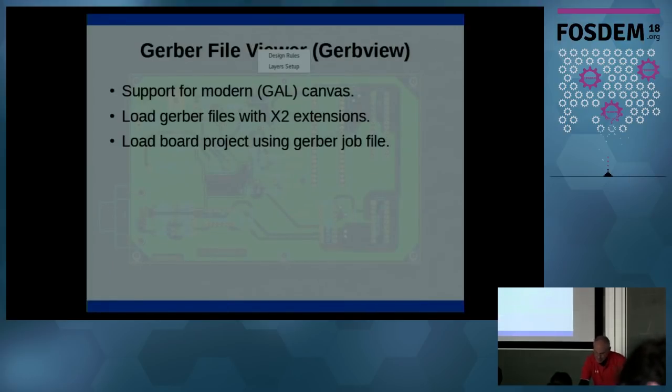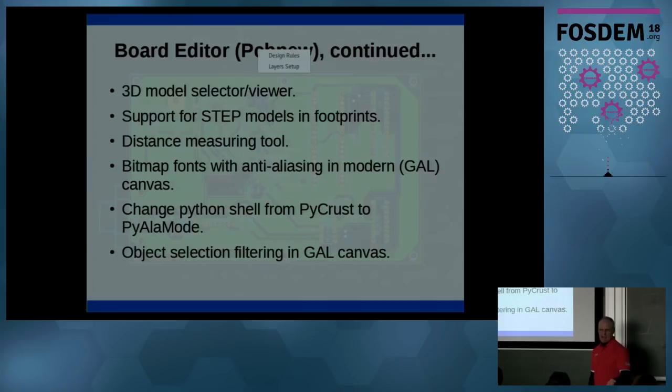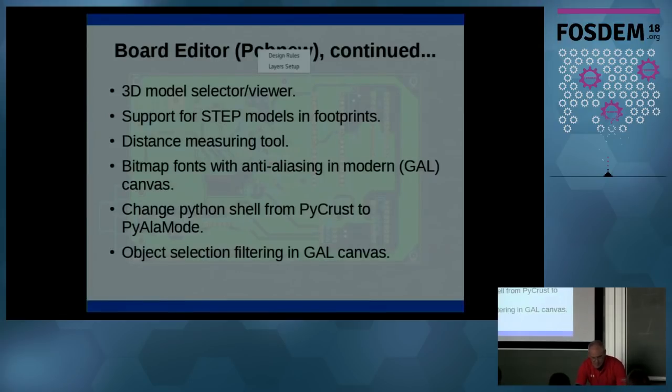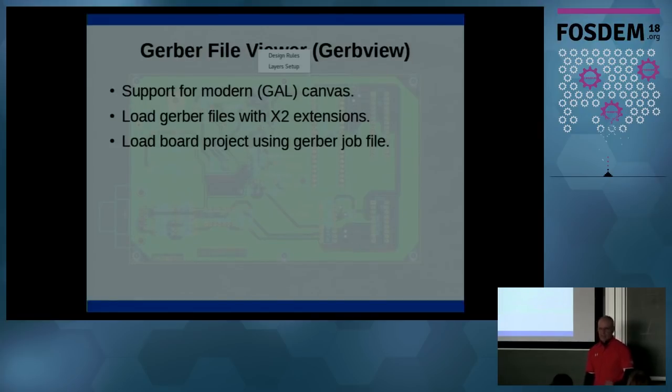We changed the bitmaps. There's now anti-aliasing bitmaps. When you're in the board view and you see all the names, the file names or the node names, you can anti-alias them if you have the graphics horsepower to pull it off. Go ahead and enable those. You'll get nicer looking fonts. We have object selection filtering, so you can hold the shift key or the control key and select individual parts. And that only works in the GAL canvas or the modern canvas, instead of having to select things one at a time.